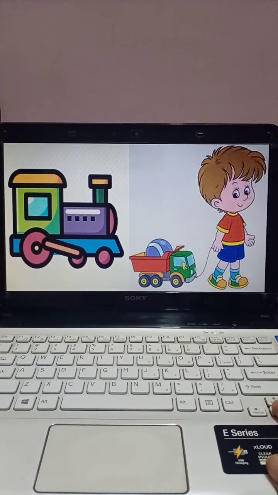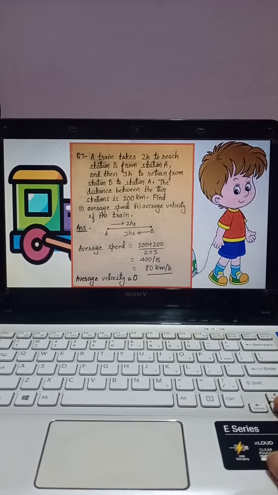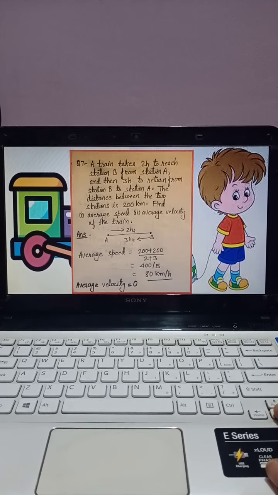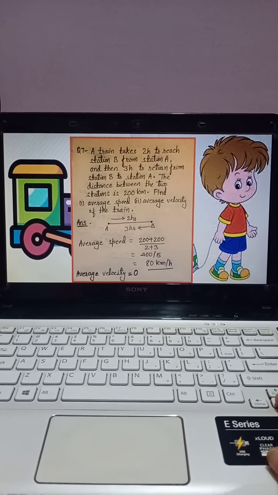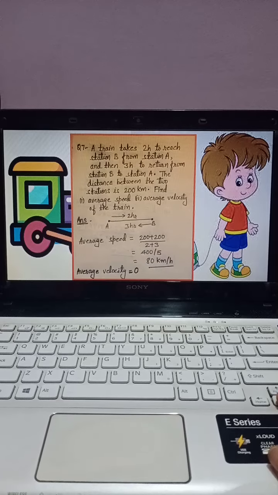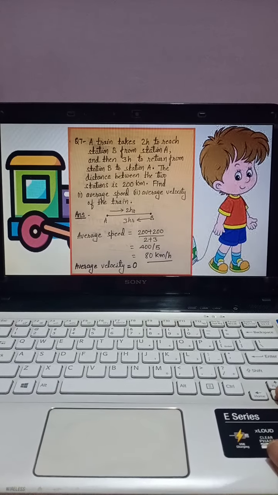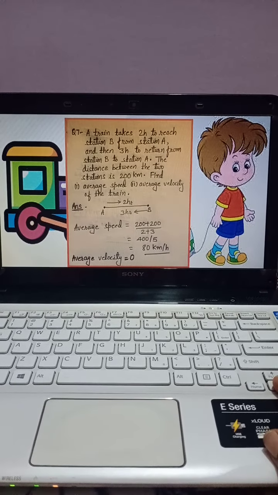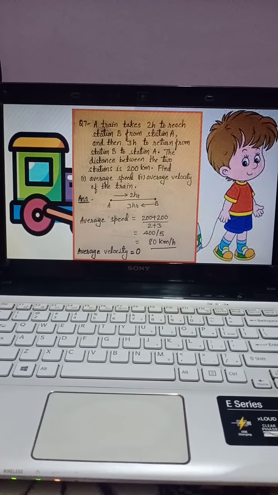And then the next, so next we have a numerical. A train takes 2 hours to reach station B from station A, and then 3 hours to return from station B to A. Then in that case we have to find out its average speed and average velocity, and the distance between the two stations is 60 km.